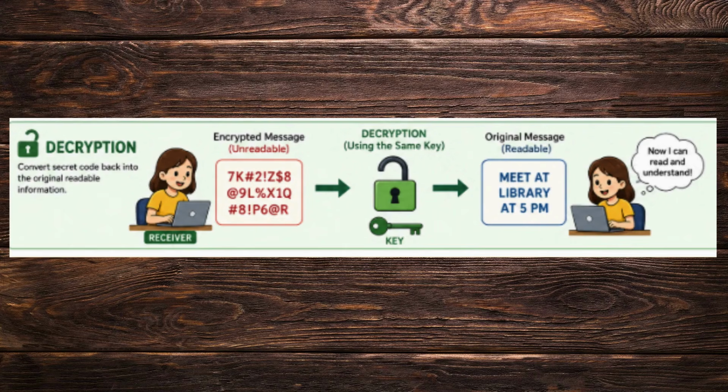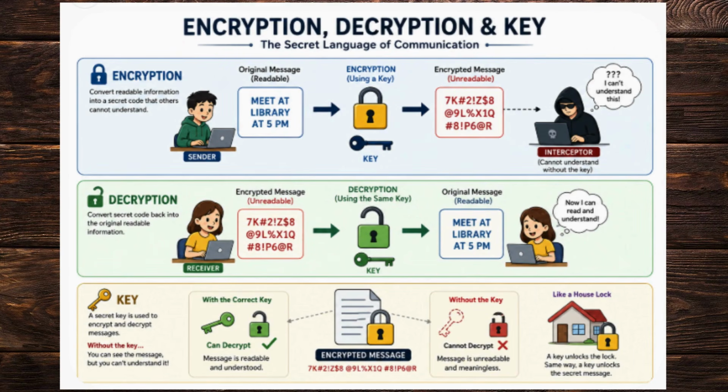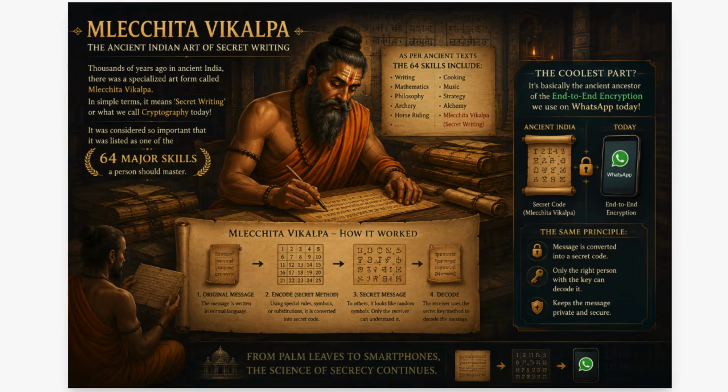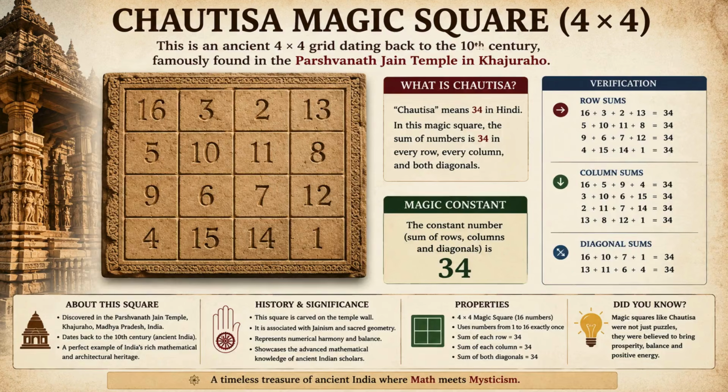That's called decryption. Both encryption and decryption need one thing, a secret key. Just like you need a key to unlock your house, you need the correct key to unlock the hidden message. Without that key, the message makes no sense. Believe it or not, people were using similar ideas thousands of years ago. The sage Vatsyayana described an art called Mlechchhita Vikalpa, one of the famous 64 arts. It literally means secret writing. Anyone could read it, but only the intended person could understand it. Today we call this cryptography.